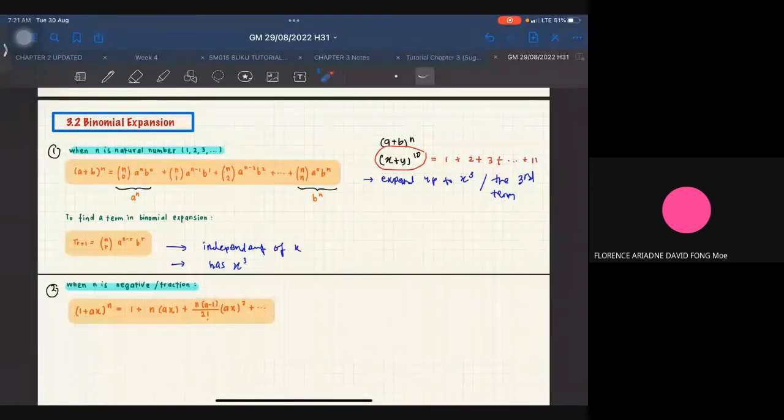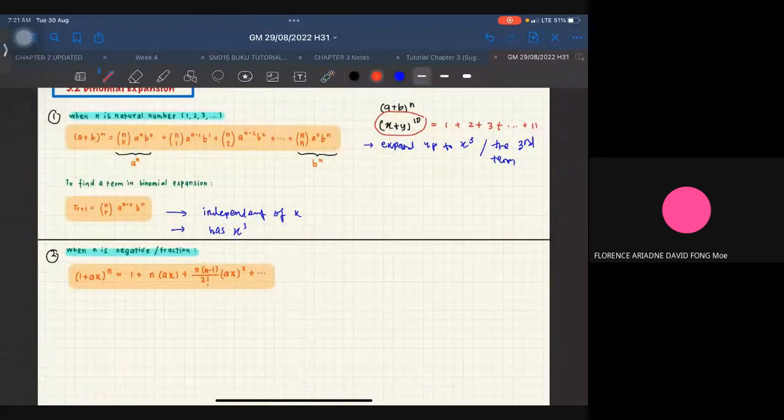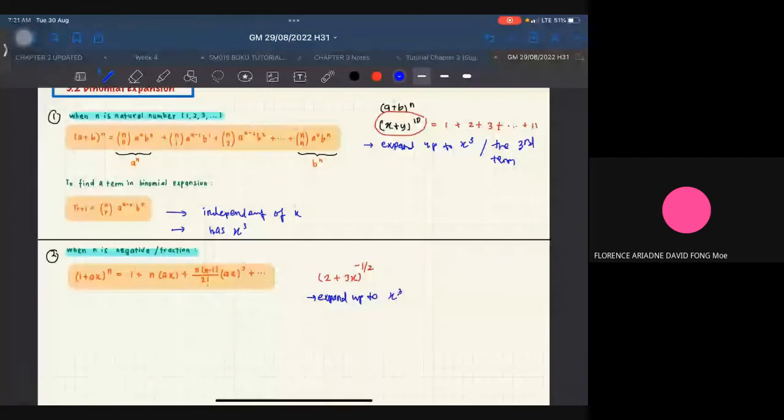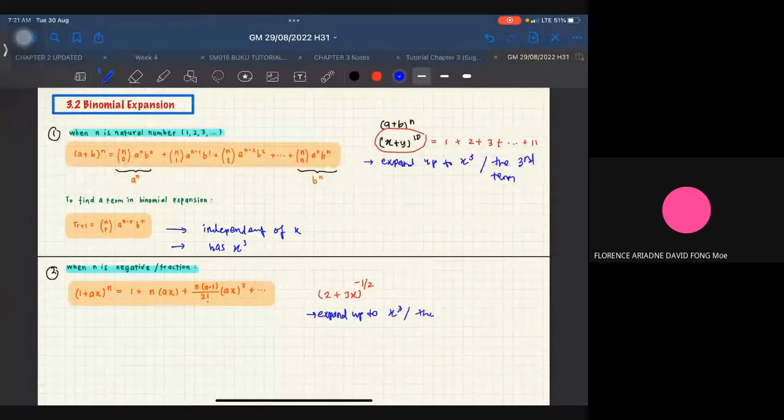Okay, so untuk yang bawah ni pula, when n is negative or fraction, so let's say kita ada 2 plus 3x power of 1 over 2 ataupun power of negative 1 over 2 ataupun power of negative 2, let's say. Okay, so power dia sekarang adalah negative and also a fraction. Biasanya soalan dekat sini dia akan tanya: expand the expression up to term yang keberapa? Expand up to x cube, let's say, or up to the fourth term. Lebih kurang macam soalan yang asal tadi.